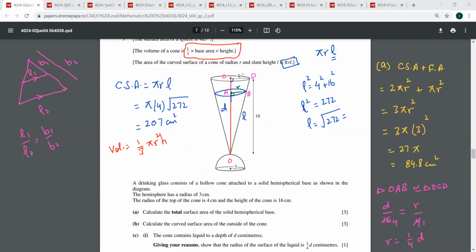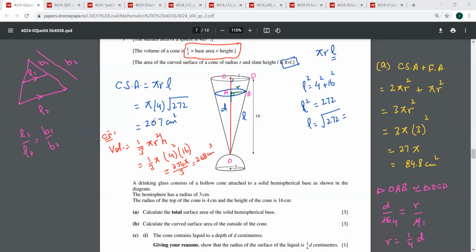So base area is circular. So this is going to be 1 over 3 into pi, the radius of the cone is 4 and the height of the cone is 16. You can put this in your calculator and tell me what is this volume. That is 256 pi over 3. That is your volume, 268.1. This is 268 centimeter cube. So this is the answer to the C part 2, the volume of the cone.